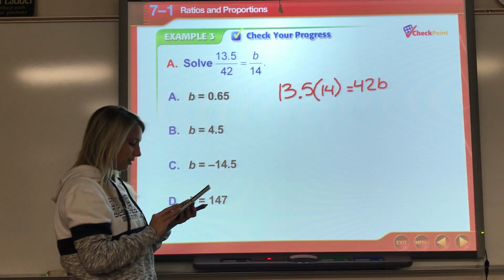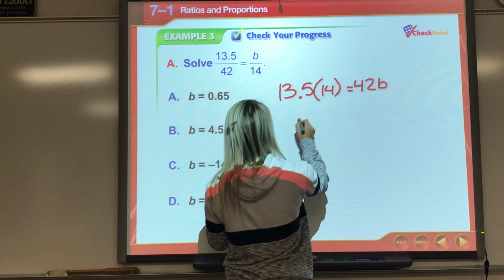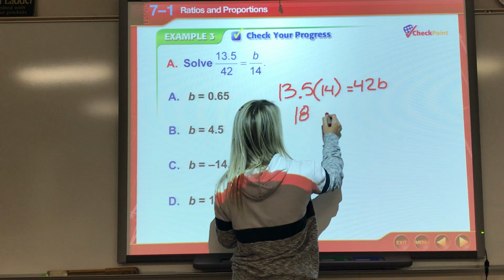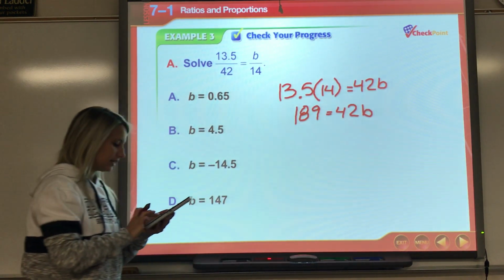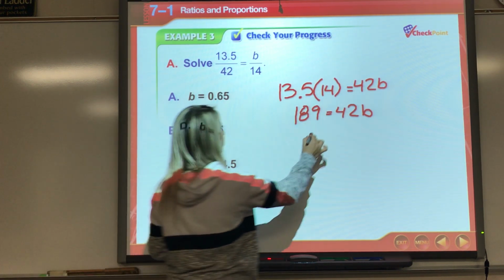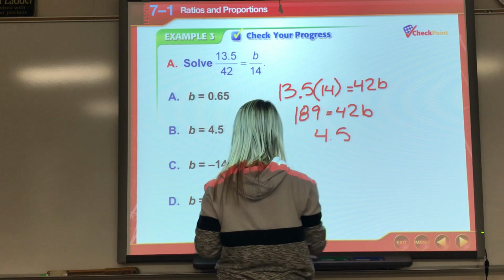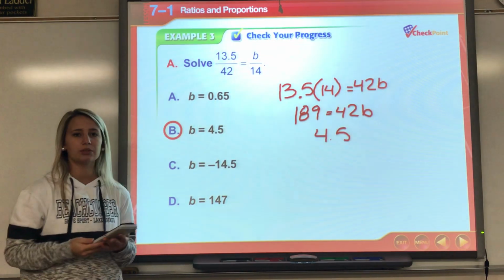So if I take 13.5 times 14, we get 189 equals 42b. Now we need to divide that 189 by 42. We get 4.5. So our answer should be b. b equals 4.5.